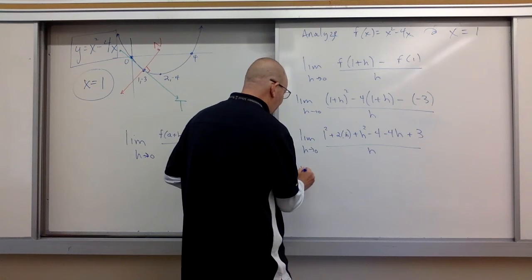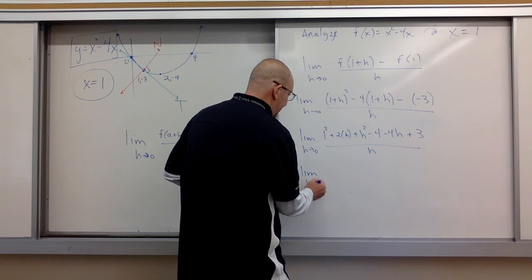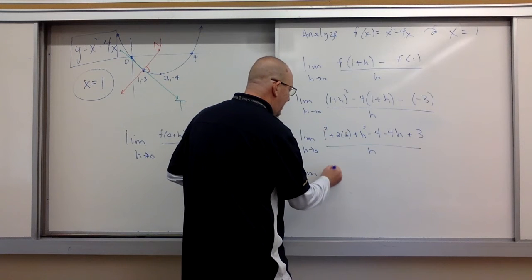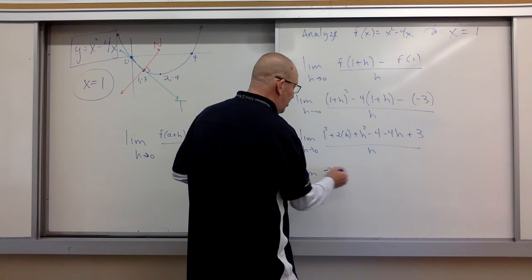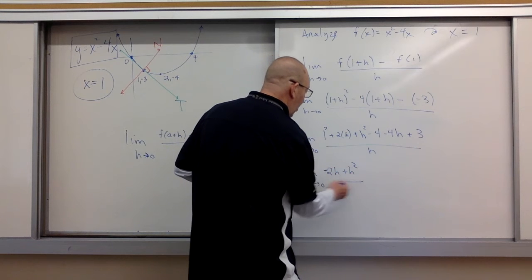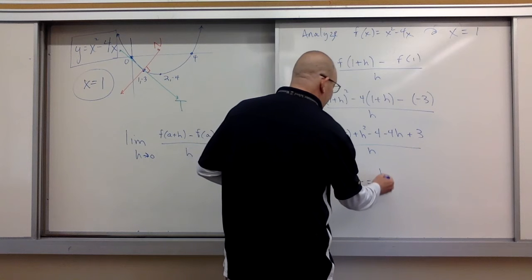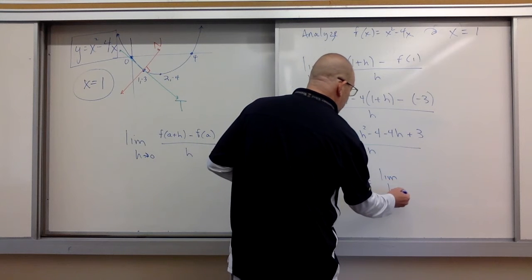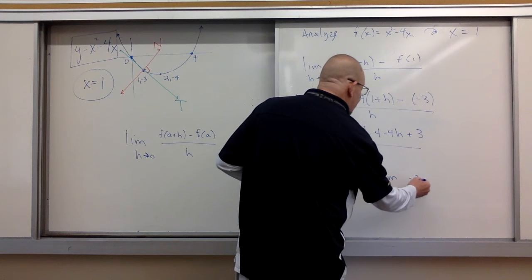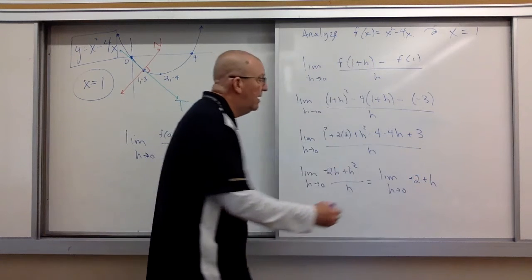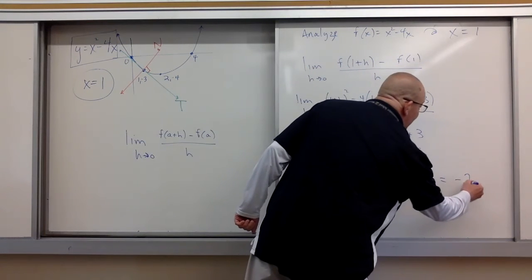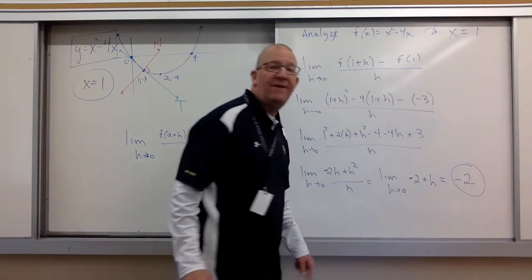So here we go. The limit as h approaches 0 of 2h minus 4h, so that's negative 2h plus h squared all over h. We can simplify all of that out. Negative 2 plus h, right? Dividing through by h there. And this gives me negative 2 for my value.